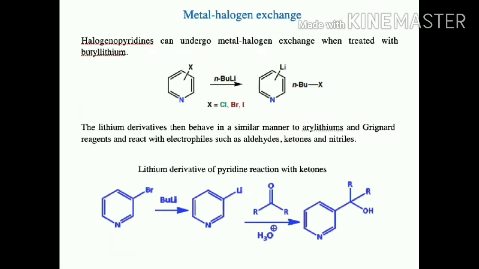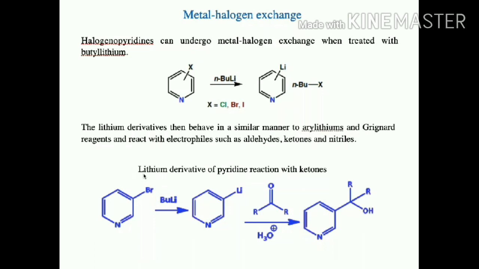Next is metal halogen exchange reactions. Pyridines can undergo metal halogen exchange reaction when treated with butyl lithium. So if we have a halogen substituted pyridine and we do the reaction with n-butyl lithium, then it is going to form a lithium derivative. This lithium derivative is going to behave like aryl lithiums or Grignard reagent and reacts with electrophiles such as aldehydes, ketones and nitriles.